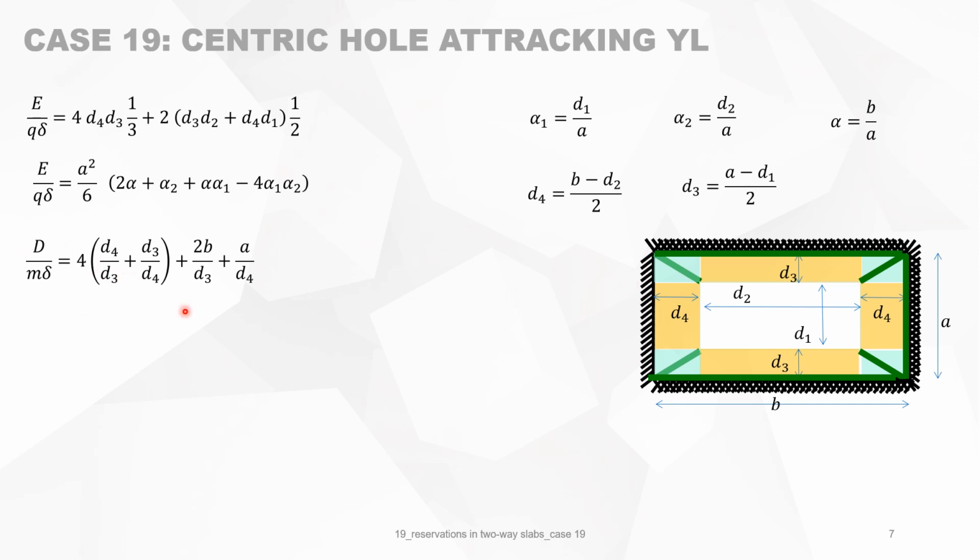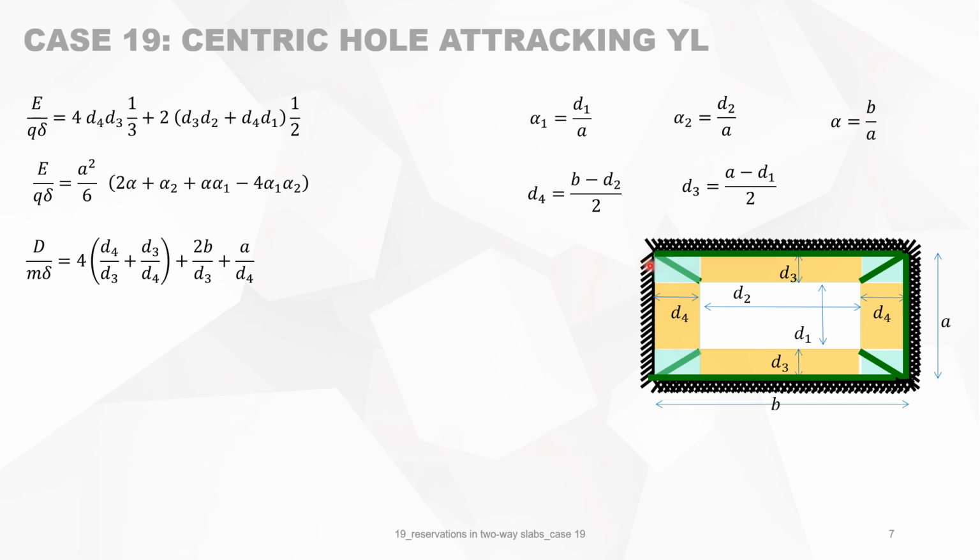The work done by the internal forces: this yield line of the negative bending moment, which is m, is multiplied by the angle of rotation, which is delta divided by D3. We have here this yield line and this yield line, so that's where you have 2 m over D3. This yield line gives you a over D4, and then what's left are the four corners.